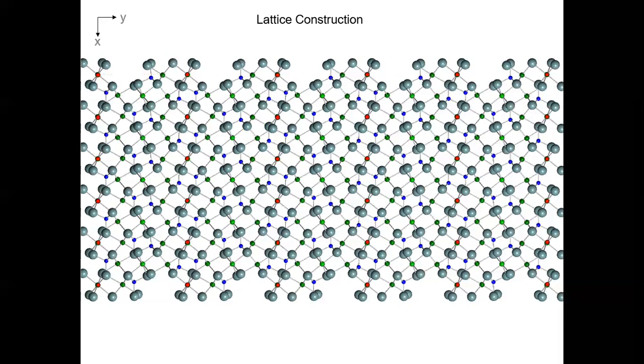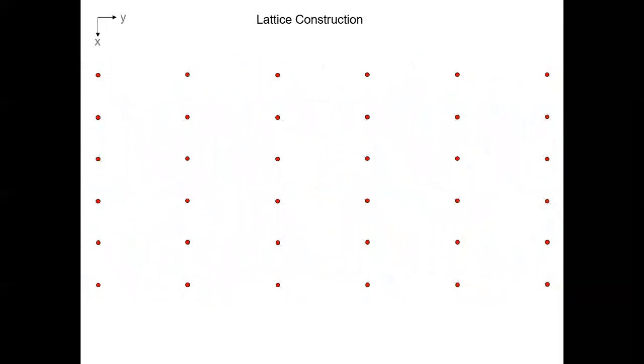So here I have the lattice drawn in red dots superimposed on the crystal structure. If I want to think just about the lattice, I can remove the crystal structure. And this again shows us the repetition within that crystal structure, what we call the lattice.